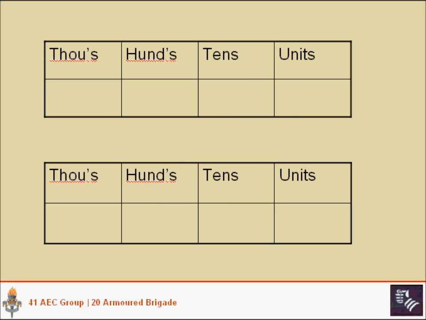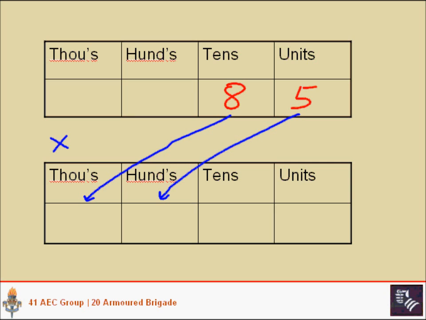If multiplying by 100, you move your number 2 columns to the left. This is the same as multiplying by 10, then 10 again, because 10 times 10 gives us 100. We need 2 placeholders this time. Therefore, 85 times 100 becomes 8,500.